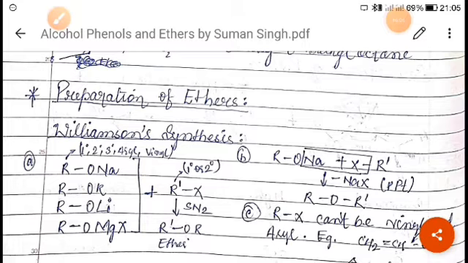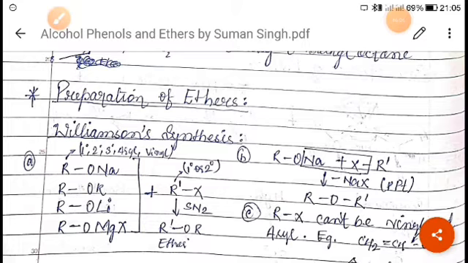In this method, an alkyl halide is treated with a suitable sodium alkoxide, prepared by the action of sodium on a suitable alcohol. And this reaction involves nucleophilic substitution, which is SN2 attack of an alkoxide ion on a primary alkyl halide.